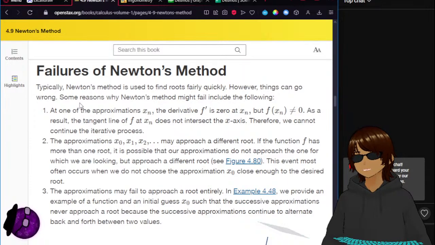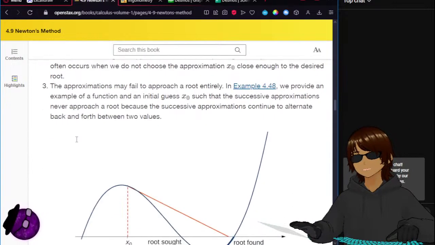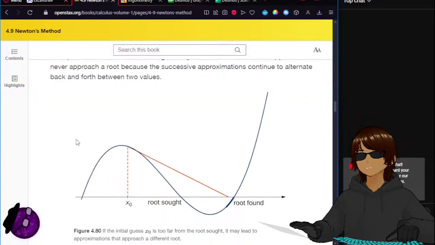The approximations x0, x1, x2 may approach a different root. If the function has more than one root, it is possible that our approximation does not approach the one we are looking for, but a different root. The approximation may fail to approach the root entirely. We provide an example of a function and an initial guess x0.